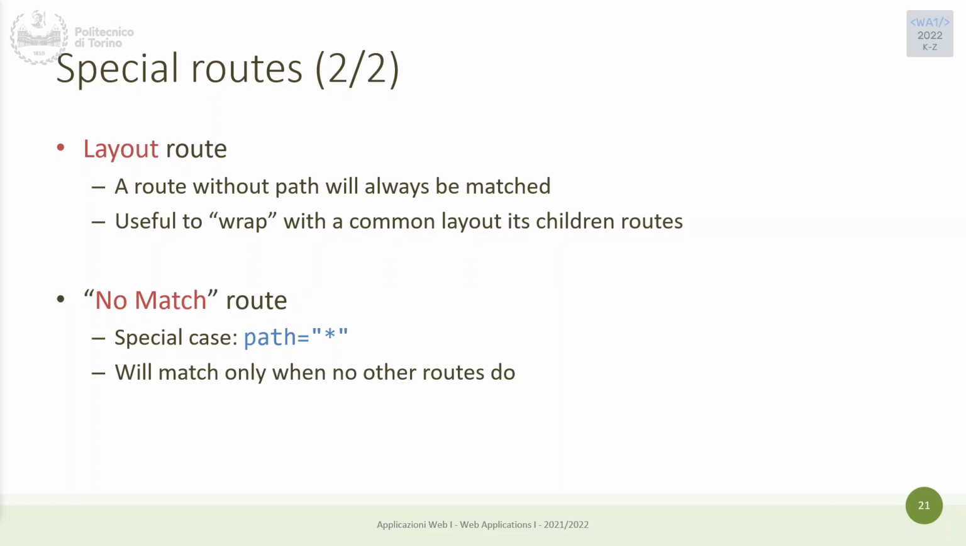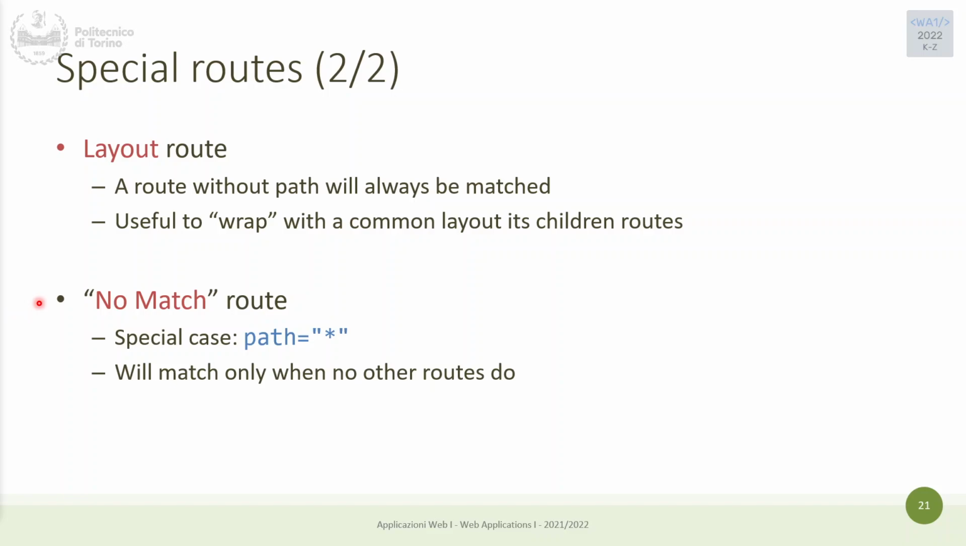We have two other different special routes. We have the layout route, which is something that is used to wrap some children that have a common layout part. It is a route without any path. So it is always rendered, and it's mainly used to wrap this kind of component. It's something like, you can think about the fragment component of React. It's something that you use just for commodity, I mean.